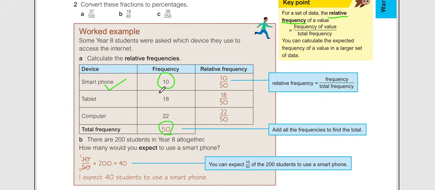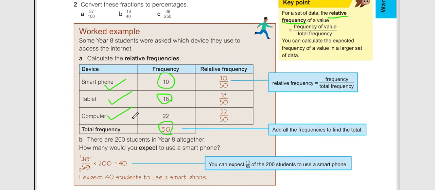Same way for the tablet, the relative frequency equals the frequency of using the tablet, 18, divided by the total frequency, which will give you the answer as 18 upon 50 for the relative frequency of the tablet. Clear? Yes. Computer also the same. So frequency of the computer is 22. Total frequency is 50. So 22 divided by 50 is equal to the relative frequency of the computer.